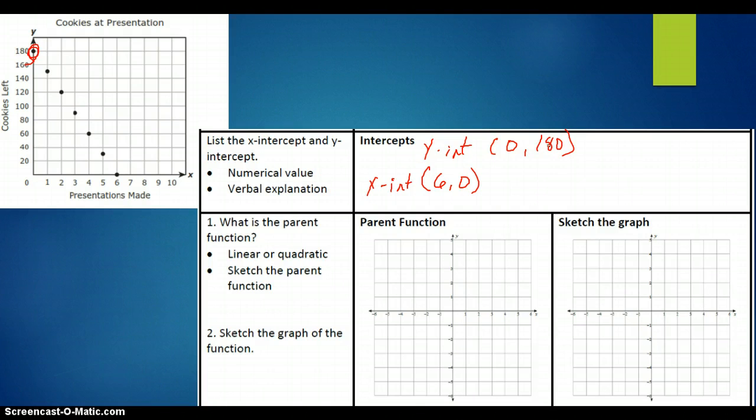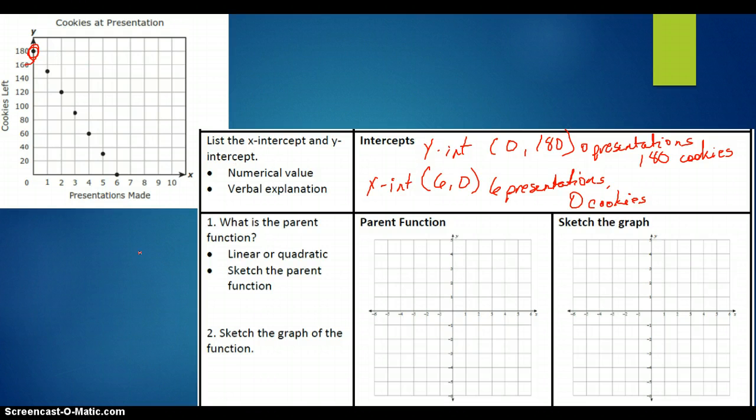It's very important to give a verbal explanation. My verbal explanation for the y-intercept is 0 presentations, but 180 cookies. And for my x-intercept, it's 6 presentations, and it's 0 cookies. Okay, and I like how easy that is there.